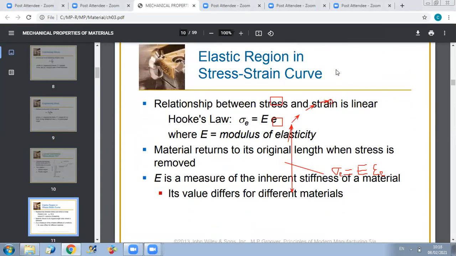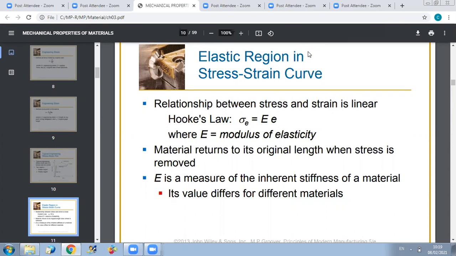So first, elastic region in the stress strain curve. The relationship between stress and strain is linear in this region and is given by Hooke's law in the form of sigma engineering equals the modulus of elasticity E times epsilon, which is the engineering strain. The material in this case returns to its original length when stress is removed. So this is one of the main properties of the elastic region: if I remove the load acting on the specimen, it will go back to its initial state.